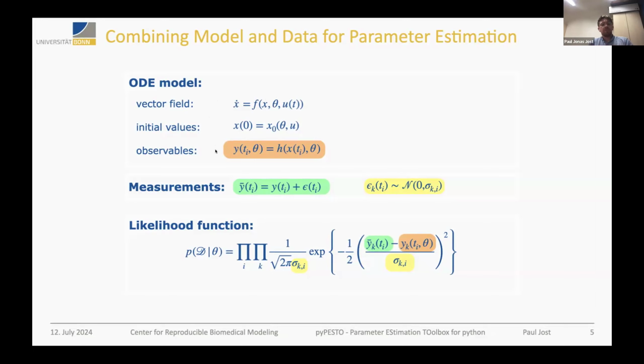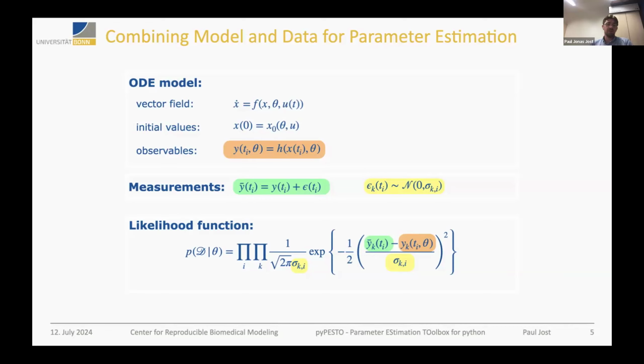And we now introduce observables. Observables are basically, what do we measure? And they are described as a function of the state at a given time and some additional parameters. How does this look like? In the easiest case, we had this example of ATP, ADP. We can directly measure ATP concentration. In this case, the H function would be just an identity.